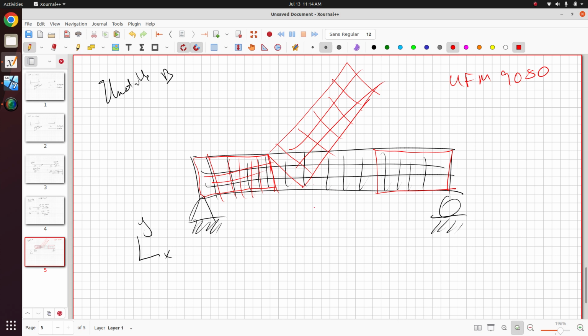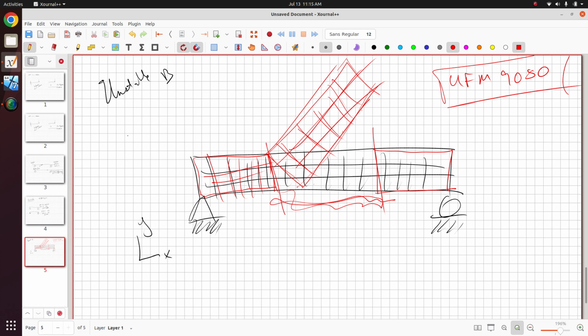So here in this case, what happened was that the middle part of the mesh was actually disconnected from the rest of the mesh. So here I've actually moved it here to illustrate that since this portion of the mesh was not connected to the other meshes, it's actually kind of floating if you think about it. This will also cause UFM 9050.